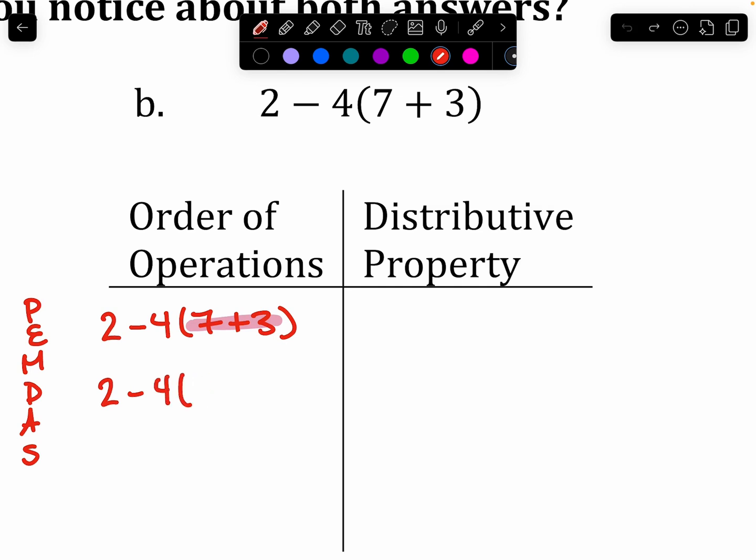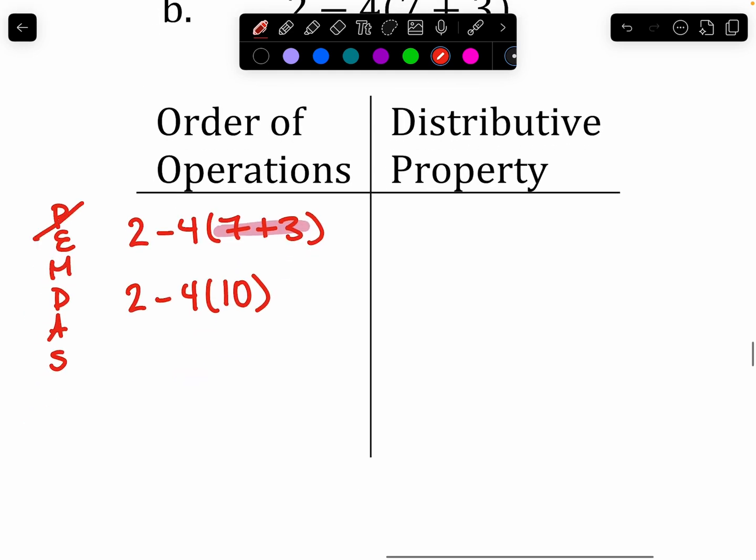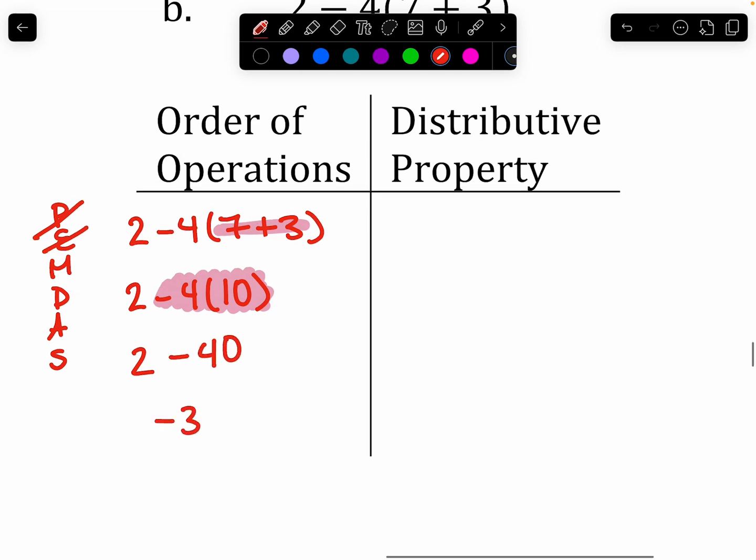7 plus 3 is not 4. What am I doing? It's 10. Okay, now with PEMDAS, that's my dog, we don't have any exponents, but we actually do have a multiplication right here. We have negative 4 times 10. Negative 4 times 10 is a negative 40. And then 2 minus 40 is kind of gross, but it's negative 38.